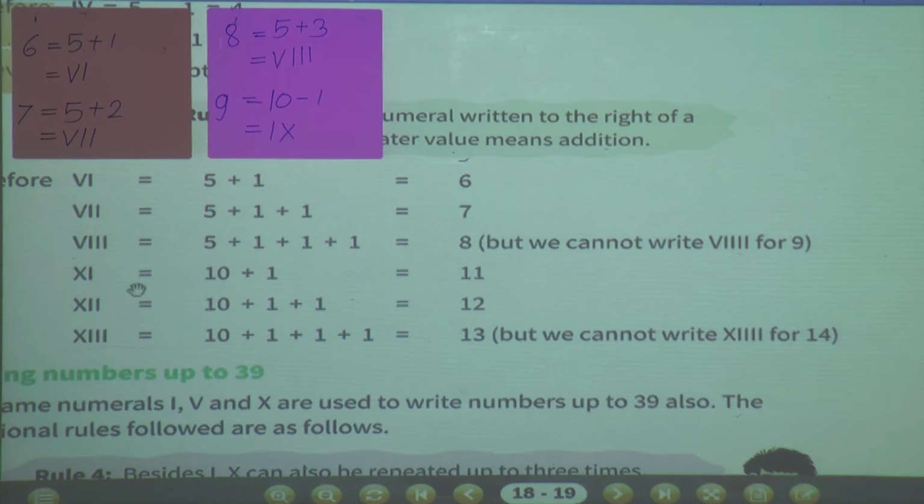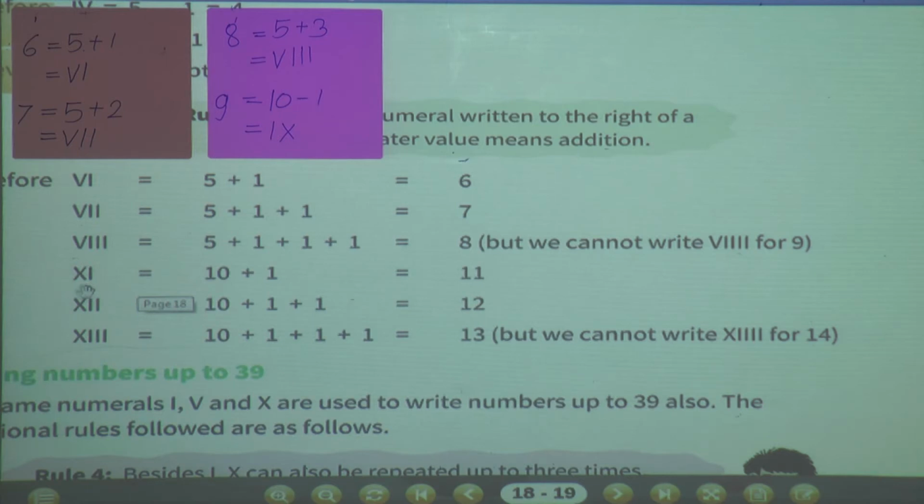Now suppose you have to write 11. Then what you will do? You have to split up the numbers first. 11 means what? 10 plus 1. And for 10 we are using X, and here addition is there. So after 10 or after X you can write I. So for 11 we can use the letters XI.